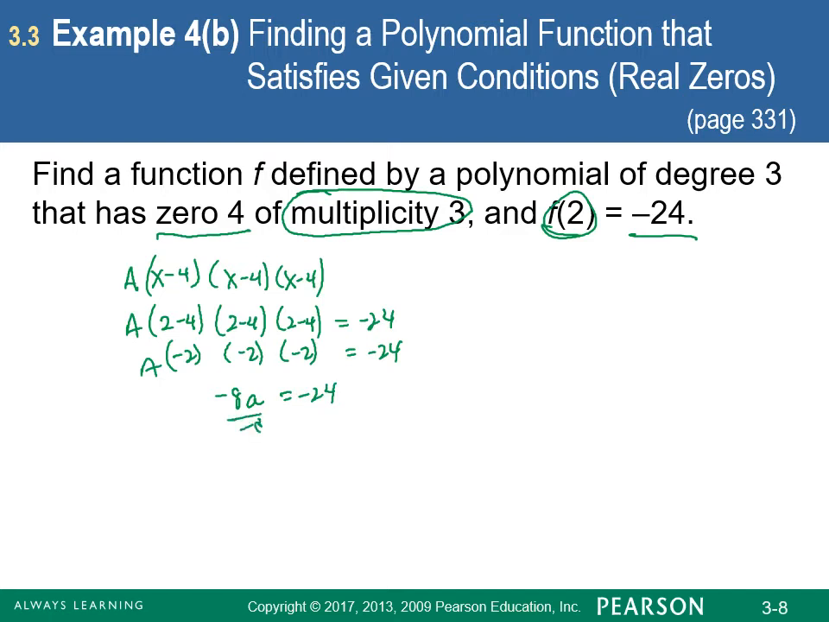And that comes out to be a positive 3. So the function we're looking for has a 3 in place of the a, and then we can compactly write those x minus 4s as x minus 4 to the third power.